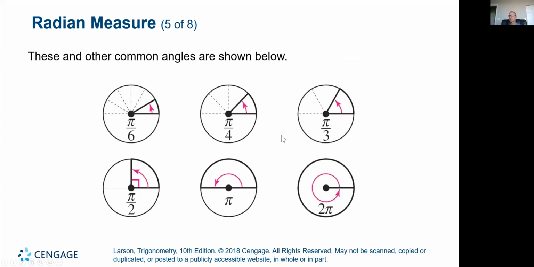So here's a couple examples of what I talked about on the whiteboard. With regards to moving around those, here we're all going in the counterclockwise direction, so everything is positive.